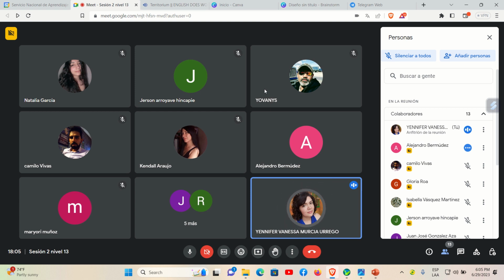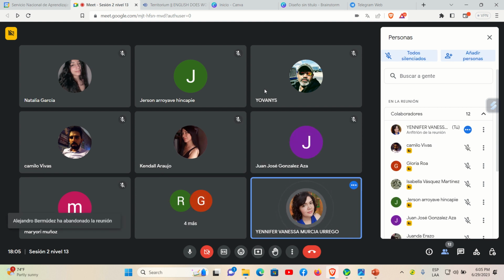Today, we're going to work on our second activity. This activity has two deliverables, or two items, and we are going to work on that today. And of course, we are going to check some grammar points or vocabulary that you need to have in mind in order to do your activities.